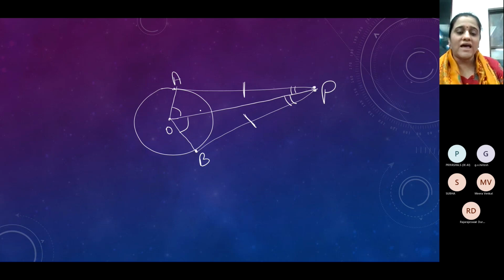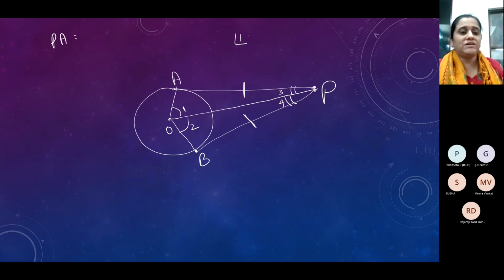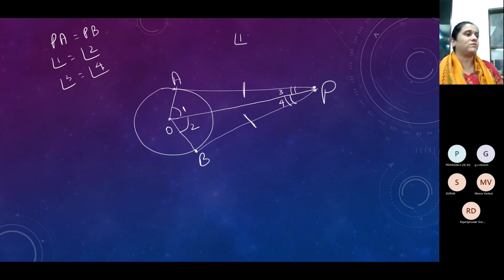Okay, now first thing is angle 1 is equal to angle 2. Also, angle 3 is equal to angle 4. So what are the results? PA is equal to PB is one result. Angle 1 is equal to angle 2. Angle 3 is equal to angle 4. These are the results you need to remember. PA is equal to PB. Angle 1 is equal to angle 2. And angle 3 is equal to angle 4.